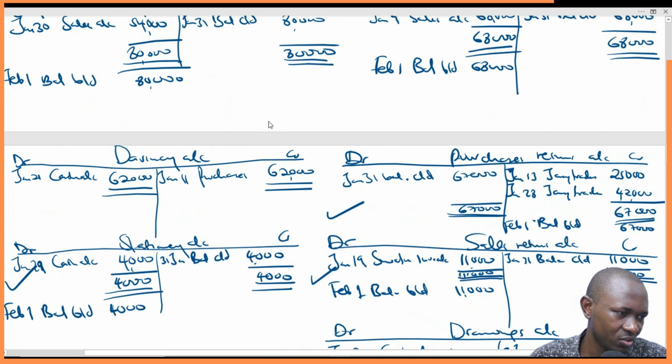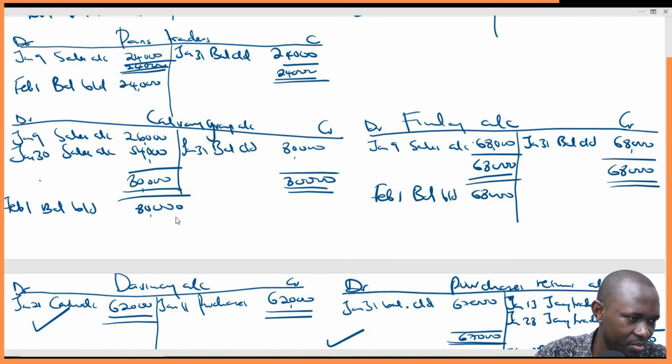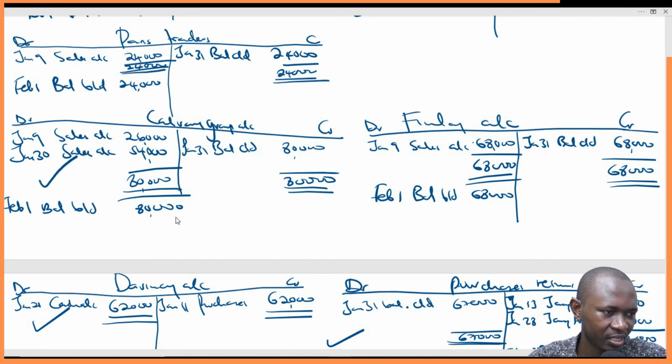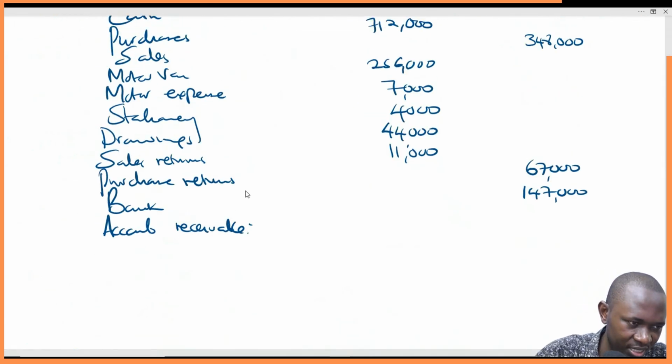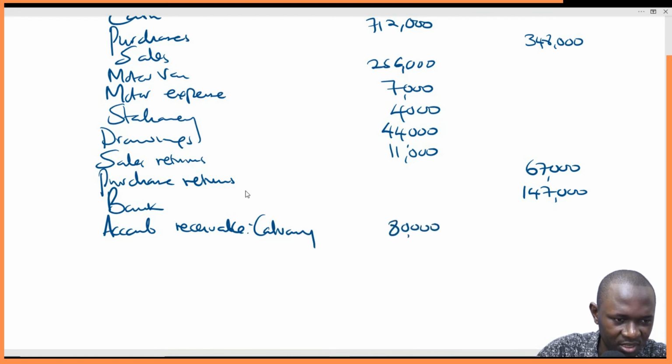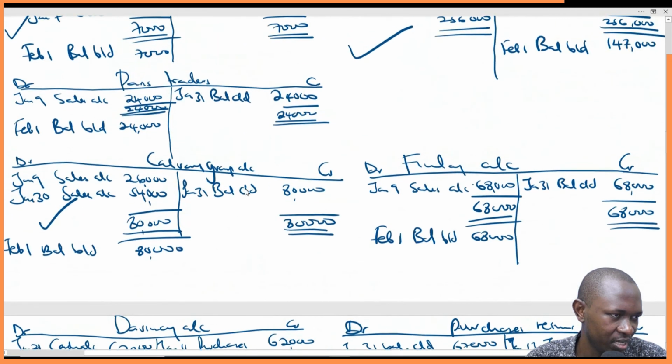So for Davidson, Da Vinci, nothing. You can see the account balance. So that one, there's nothing. Calvary Group. Who was Calvary Group? Calvary Group was a debtor. So accounts receivable, we have debtor here with a debit balance of 80,000. Calvary 80,000 debit. That means he's a debtor. A debtor is an asset to the organization. So we are done with Calvary.